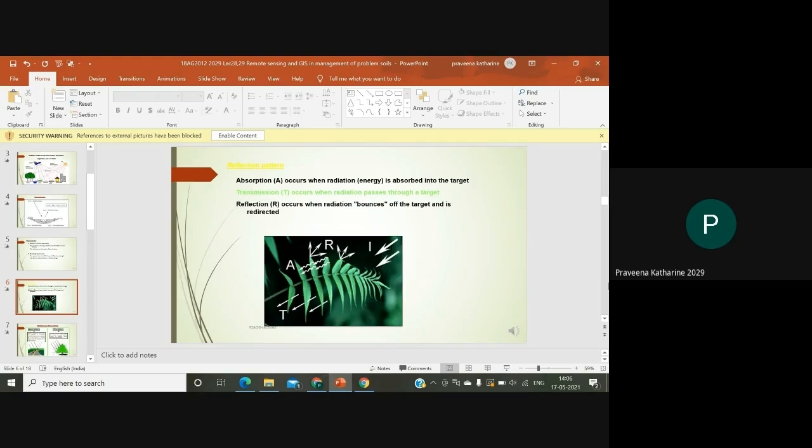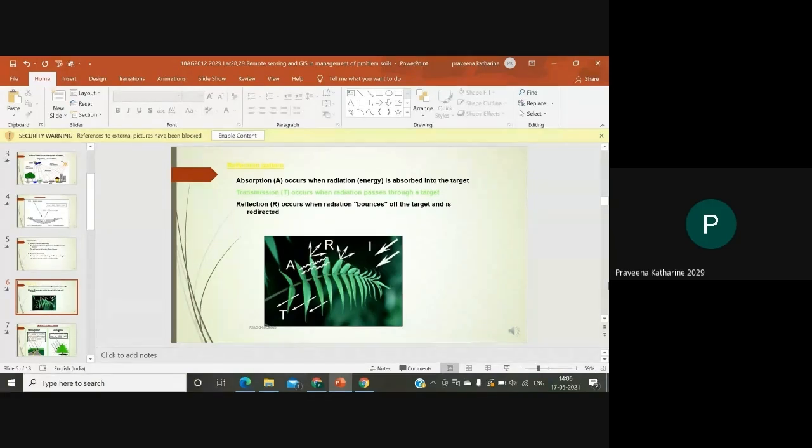Okay, so the reflection pattern, all this we have seen already. The reflection pattern happens as absorption, transmission, and reflection. The absorption, what we were talking, is the amount of radiation that is absorbed, which has got inside the object. For example, the leaves absorb sunlight. Transmittance means it passes through that object.